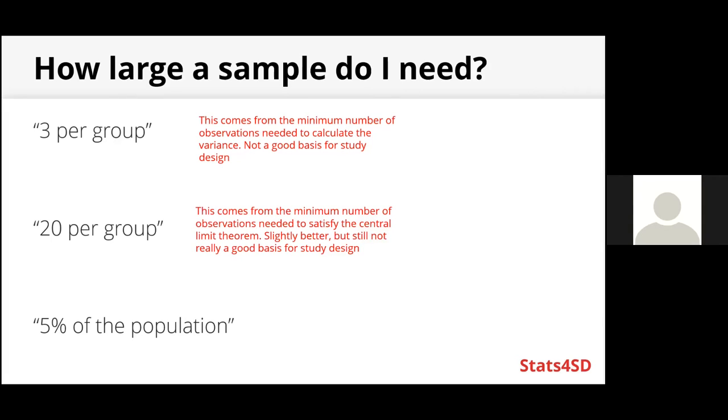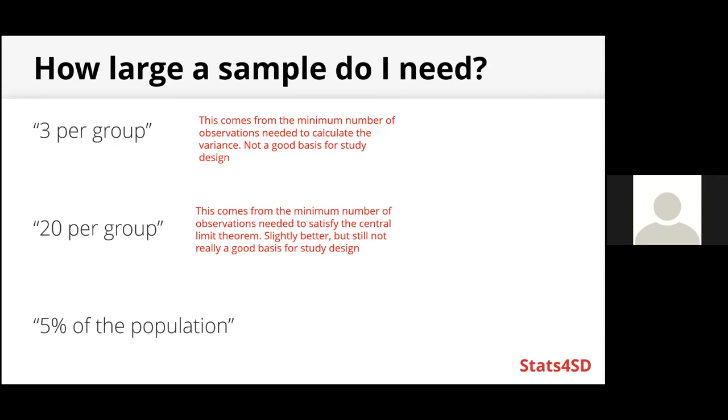The 20 per group is a slightly better option because this comes from the minimum number of observations for this theory that gets thrown around a lot in statistics, which is key for getting a lot of our hypothesis testing of p-values and so on, which is called the central limit theorem. This is a slightly better basis, but it's still pretty arbitrary, this 20 per group rule. And you can certainly come up with a better option here than just blanketly saying 20 per group.